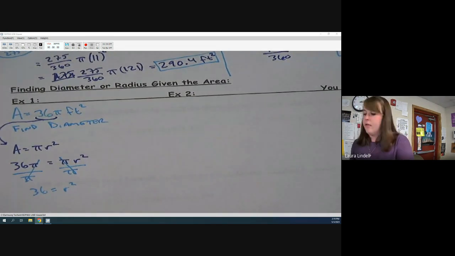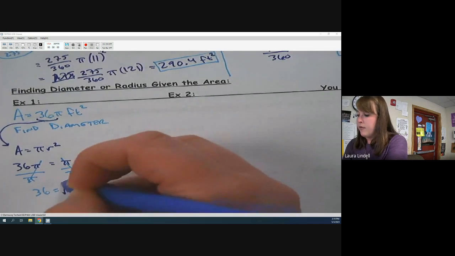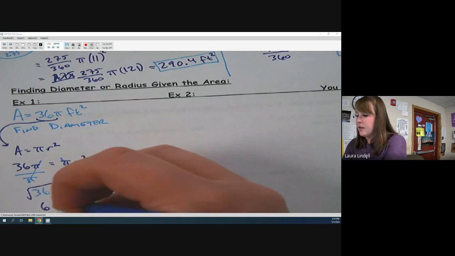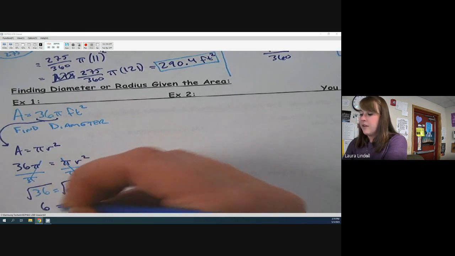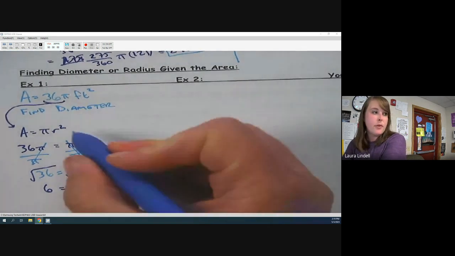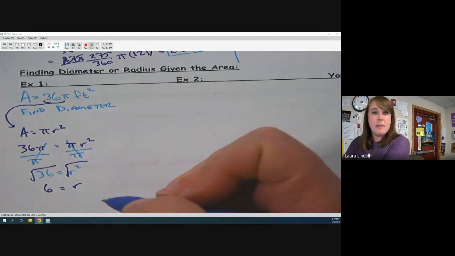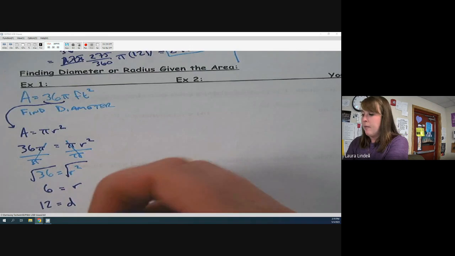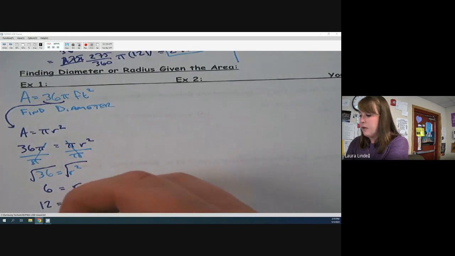Then, since we have r squared, we have to square root both sides. The square root of 36 is 6. So we get 6 for the radius, but we were asked for the diameter. So now my last step is to multiply by 2 to get 12 for the diameter. So the diameter is going to be 12 feet.